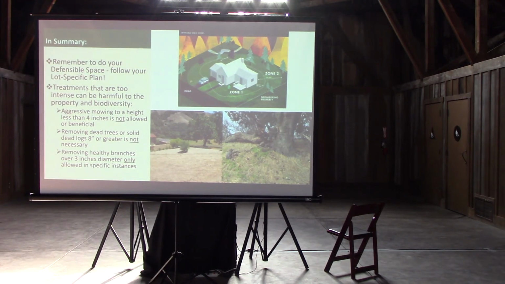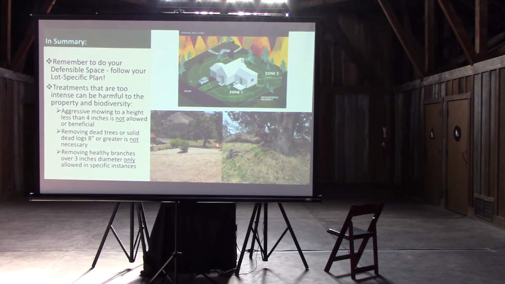So treatments that are too intense, we talked a little bit about that, can be harmful for biodiversity. If we mow the grass too short, we get down to the dirt, or we mow it out of season, we're risking those invasive weeds. So the 4-inch height is a good height, we want to stay with that. Or if we were to remove all logs greater than 8 inches when we don't need to, that's too much also. So we need to be careful about that.